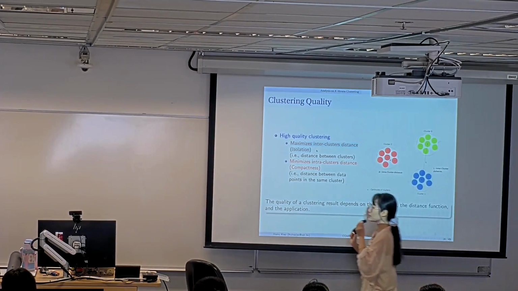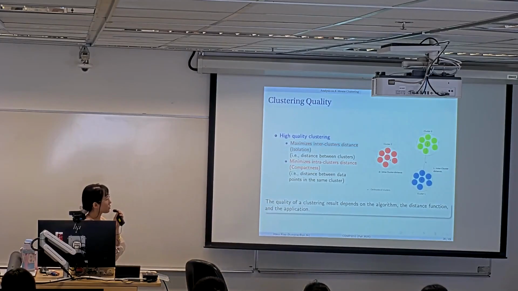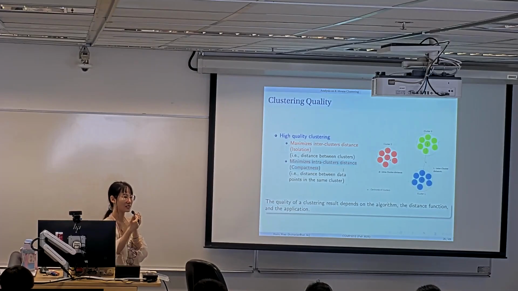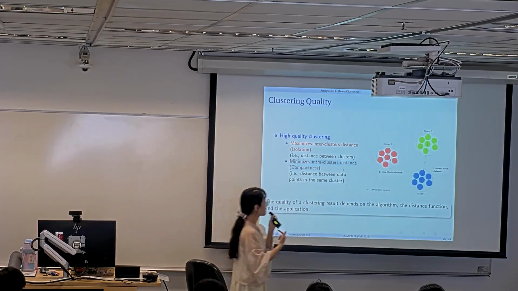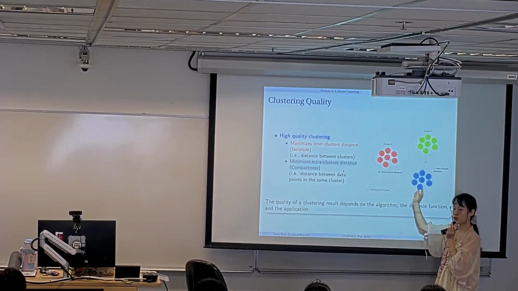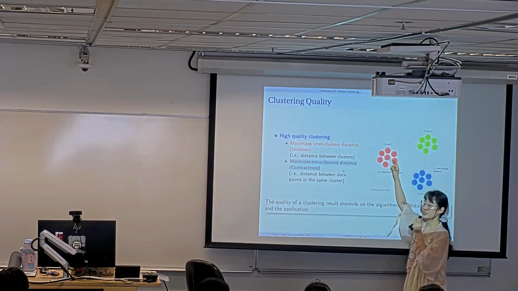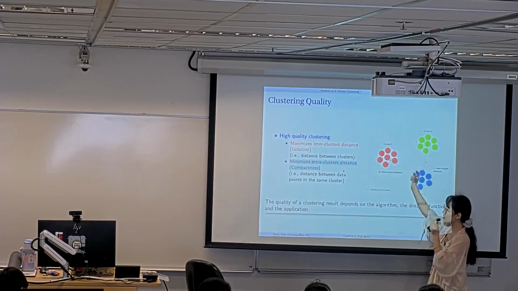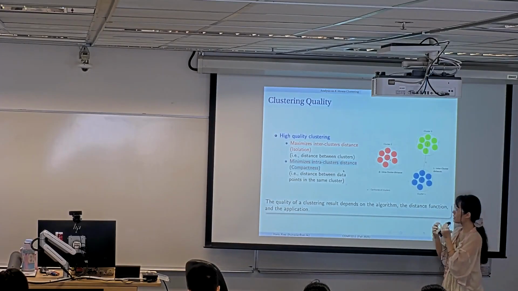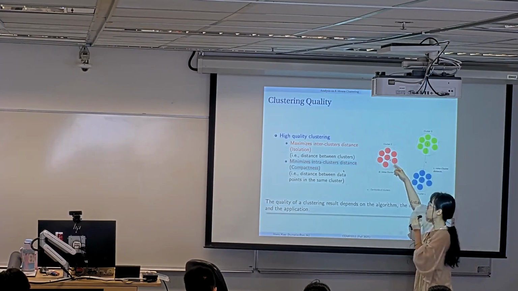In the meantime, the second quality standard is called compactness. Compactness means that we want to minimize the intra-cluster distance, that is the distance between data points in the same cluster. Usually we just use the distance between the data point and its centroid to measure this intra-cluster distance. So here this small d is the intra-cluster distance, the distance between a data point and its centroid. We want to minimize it, meaning we want to make each cluster as compact as possible, so that all the similar data points belong to the same cluster.